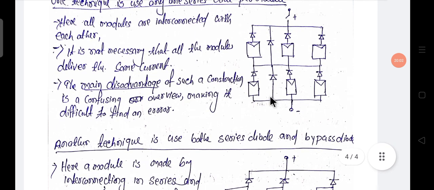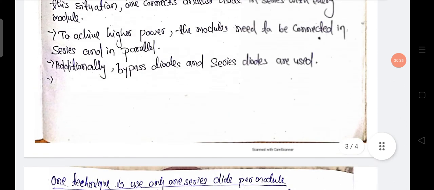But here it is difficult to find the error because of the confusion. Here one diode is there, here no diode is there. There is one diode for one row. So it is a very difficult or confusing configuration. So this is the disadvantage of this module. Okay, thank you.